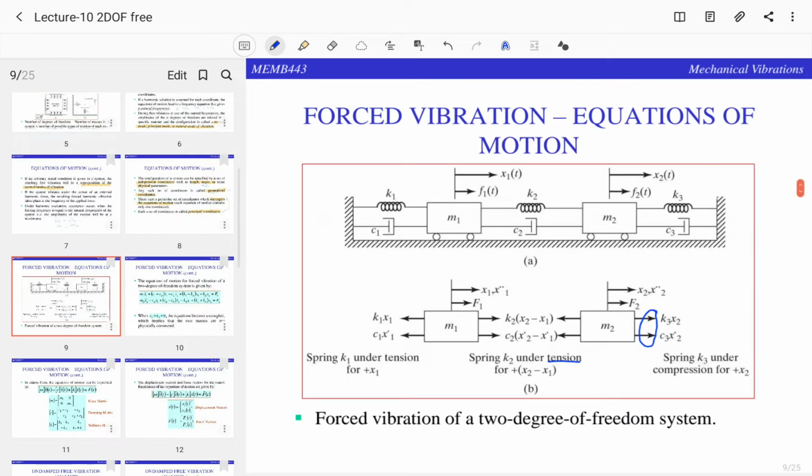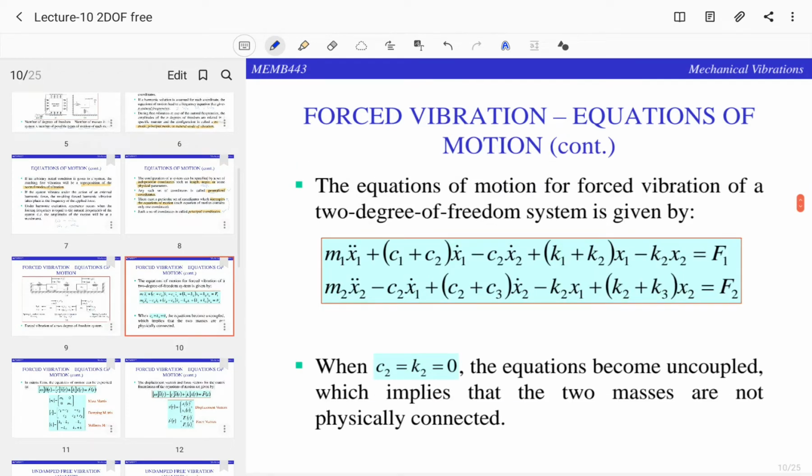So from this, if you draw the free body diagram, as usual, you need to draw the free body diagram, and after that get the equation of motion. You have to write for each mass, M1 and M2. So you get these equations. You can see that in this case, when C2 and K2 equal 0, then the equations become uncoupled.